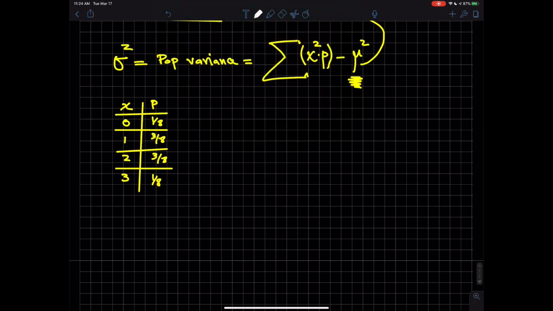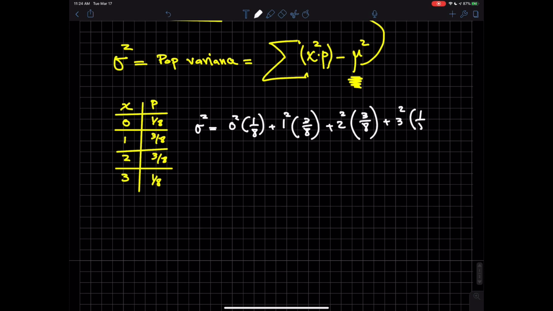variance. So the variance will be x squared times p plus x squared times p plus x squared times p plus x squared times p minus the square of the mean. So we put all that in brackets because that calculation is done first, and then minus the mean squared, which is 1.5 squared. So basically, to calculate the variance, I need to do this out.